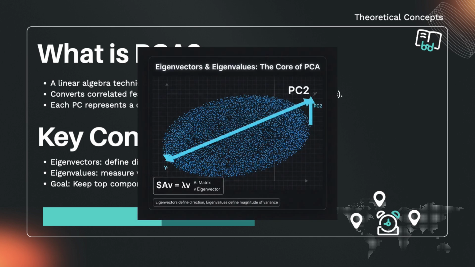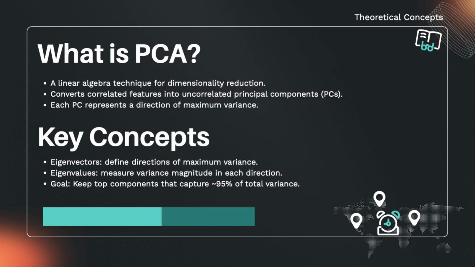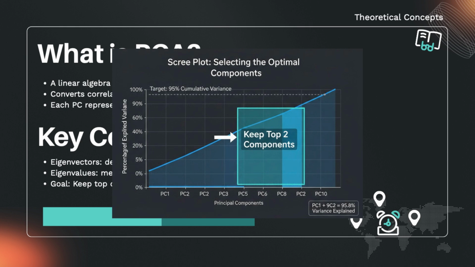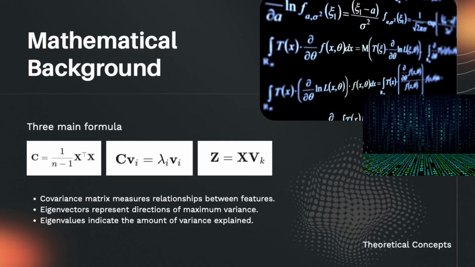This brings us to the key concepts which are at the heart of PCA. Eigenvectors: these define the new directions of principal components that capture the maximum variance in the data. Eigenvalues: these measure the magnitude of the variance in each of those eigenvector directions. Our ultimate goal is to keep only the top few components that collectively capture about 95% of the total variance. PCA is an extremely powerful technique, and it is entirely built on a solid mathematical background.